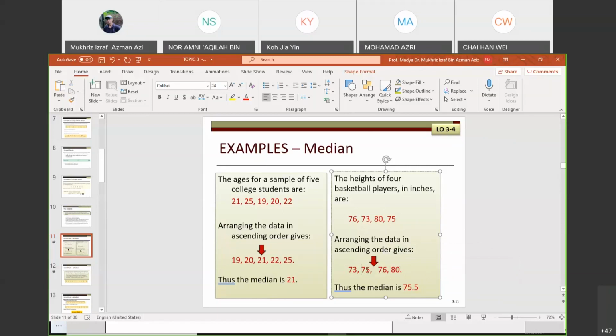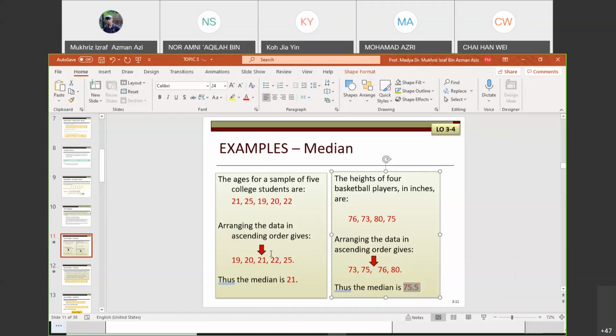So these two numbers represent the number in the middle. To get the median, just add these two and divide by 2. 75 plus 76 divided by 2, you get 75.5. So the median is the number in the middle. For even numbers, you need to do a simple average of the two numbers in the middle.